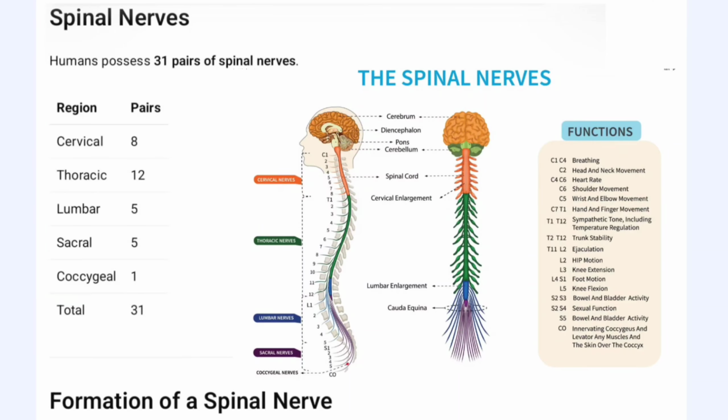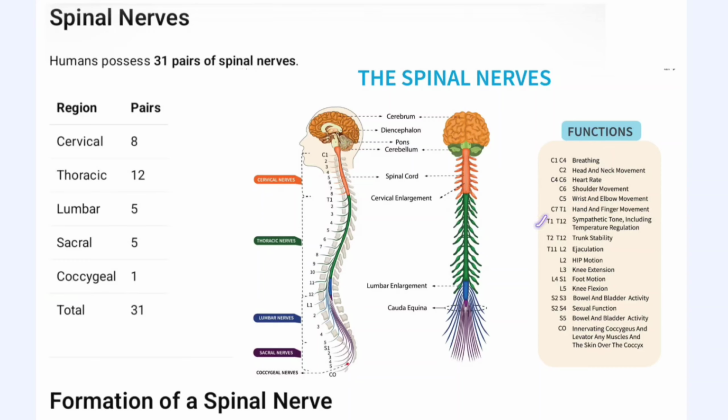Now we will see the spinal nerves. Human possess 31 pairs of spinal nerves. There are 8 cervical nerves, 12 thoracic nerves, 5 lumbar nerves, 5 sacral nerves, 1 coccygeal nerve. Total is 31. Here you can see C1 to C4 helps in breathing, C2 head and neck movement, C4 to C6 heart rate. C6 also helps in shoulder movement. C5 wrist and elbow movement. C7 to T1 hand and finger movement.